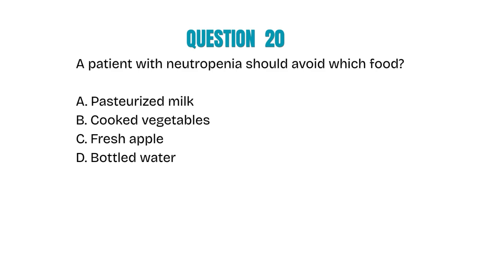Question 20. A patient with neutropenia should avoid which food? A. Pasteurized milk. B. Cooked vegetables. C. Fresh apple. D. Bottled water.